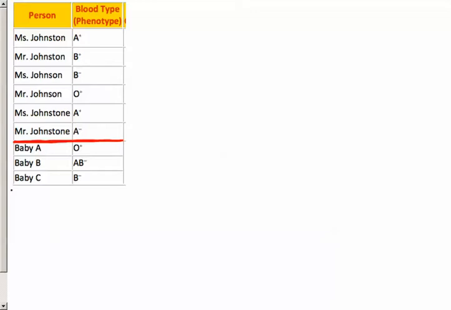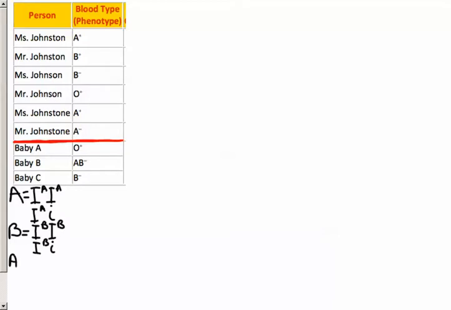So first, let's review the blood types. Blood type A has to have the genotype big I A, little i, or genotype big I A, big I A. Blood type B has to have big I B, big I B, or the genotype big I B and little i.